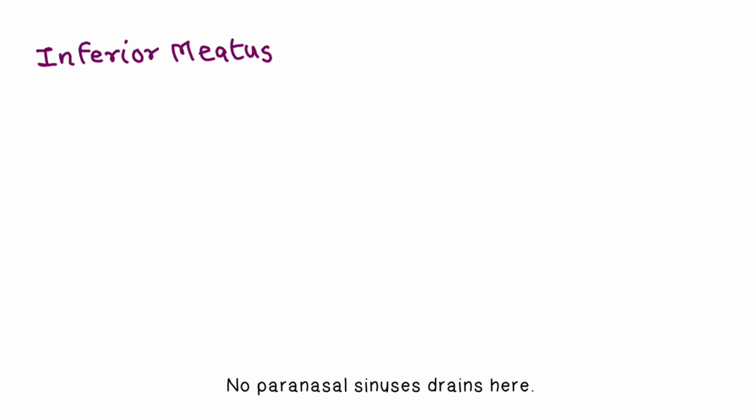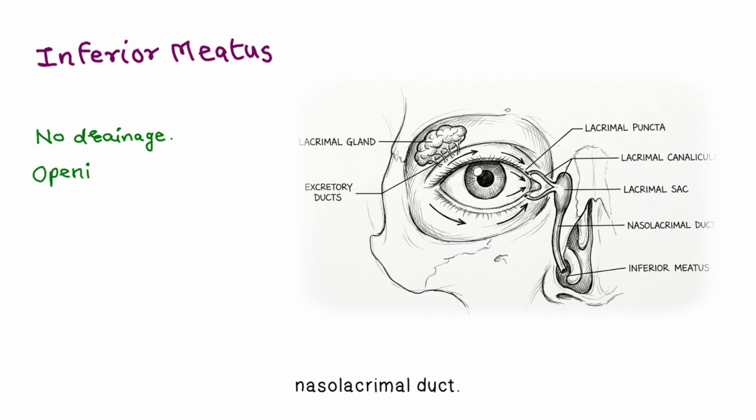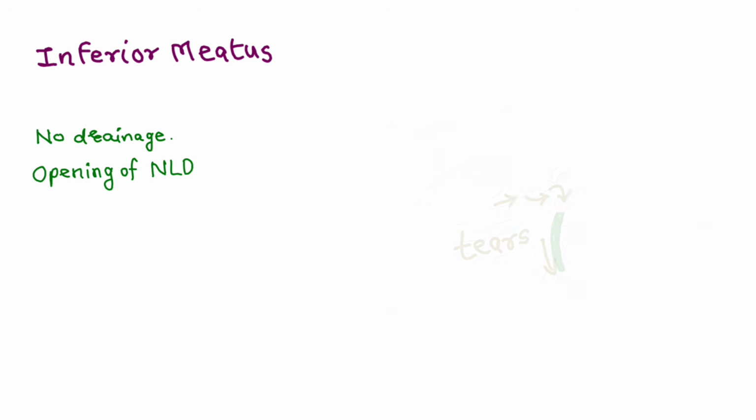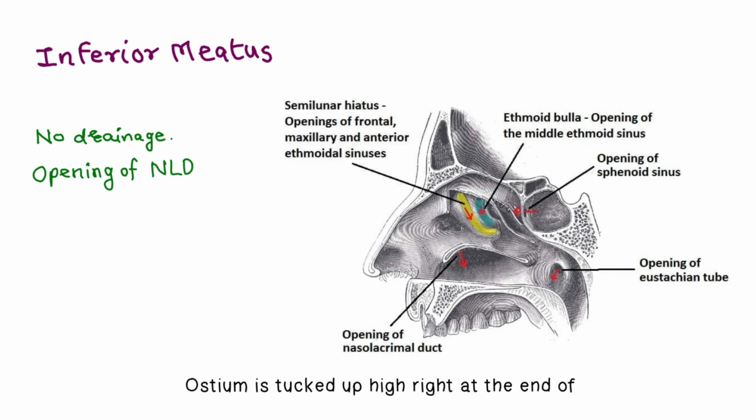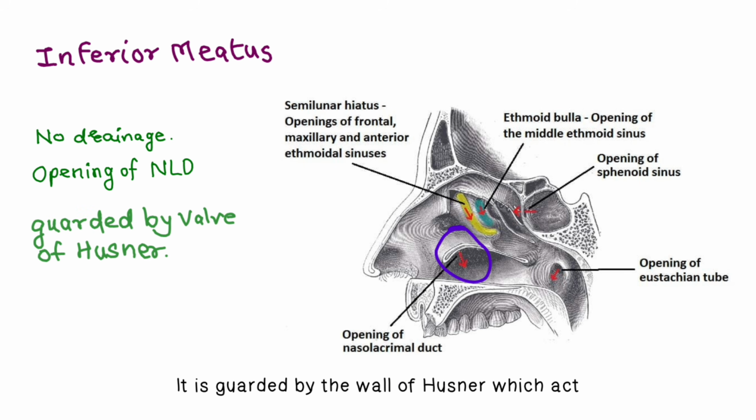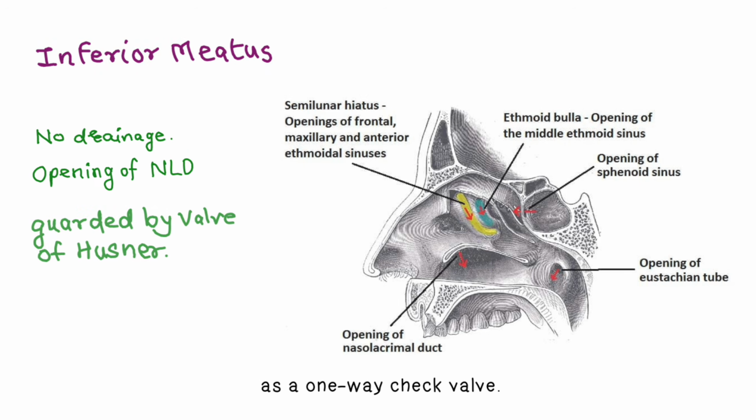No paranasal sinuses drain here. Instead, it holds the opening for the nasolacrimal duct, which channels the tear directly from the eye into the nose. The ostium is tucked up high, right at the end of the anterior one-third of the meatus canal. It is guarded by the valve of Hasner, which acts as a one-way check valve.